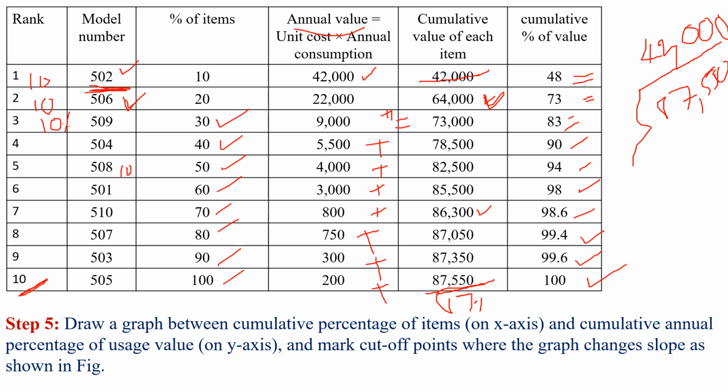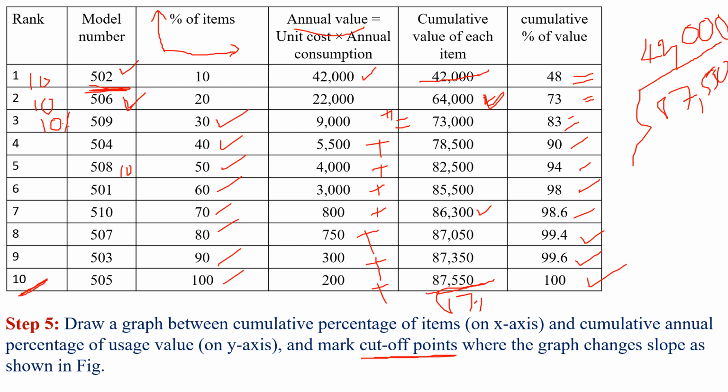Here I have to draw a graph between the cumulative percentage of the items on the x-axis and the cumulative annual percentage of the usage value, the cumulative percentage of value, on the y-axis. We have to draw a graph and also mark the cutoff points. What do we mean by cutoff points? It means where the graph changes its slope.